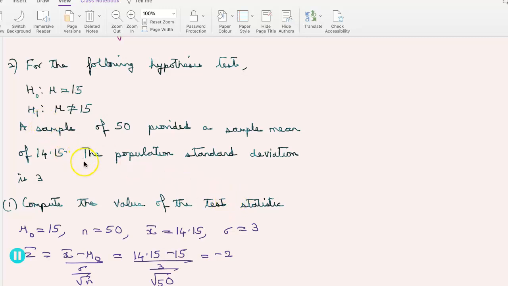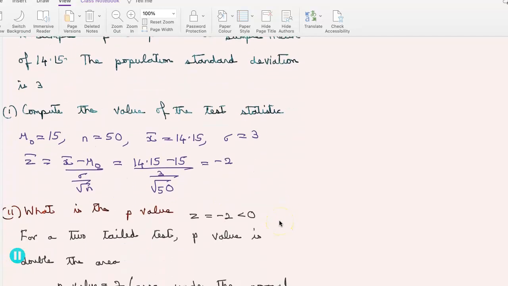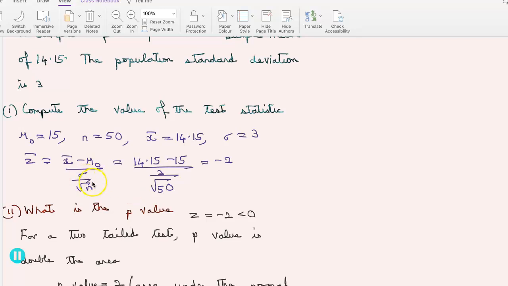So mu naught is 15, n is 50, x bar is 14.15, sigma is 3. So your test statistic is x bar minus mu naught by sigma by root n. That is 14.15 minus 15 by 3 by root 50, which is minus 2.